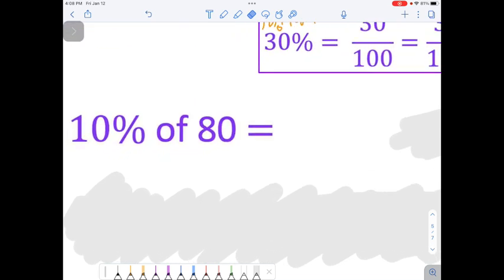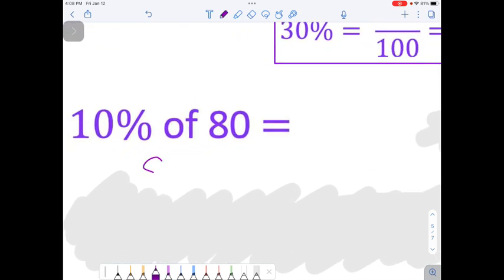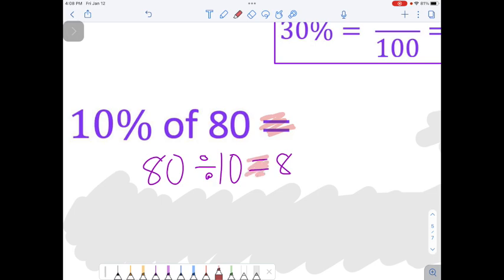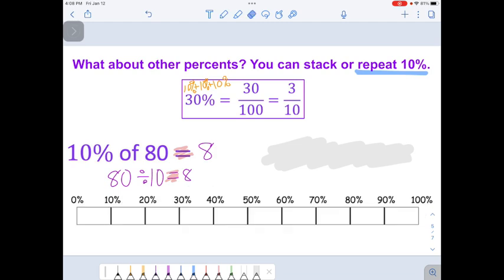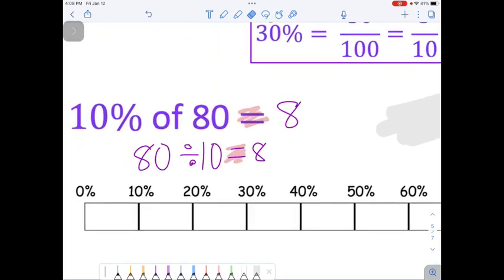Well, 10% of 80 just means I take 80 and I split it into 10, and that's 8. Do you see how I use the actual equal sign here? Because I know 10% of 80 is exactly 8. Down below, I have kind of something that looks like a number line. It's called a percent bar. Right? So I can see that there are percents going across the top.